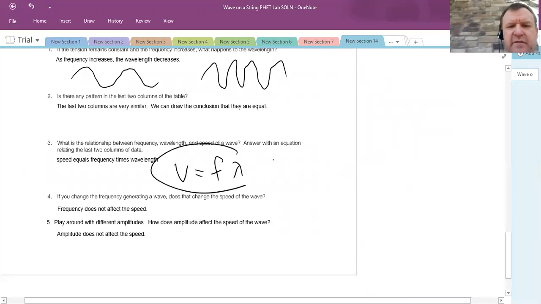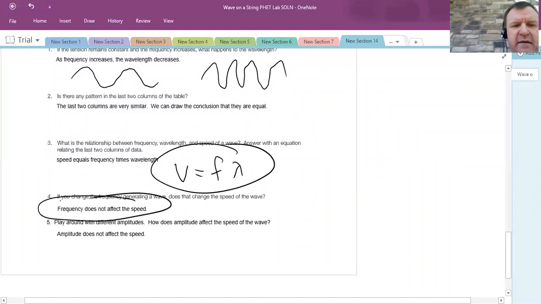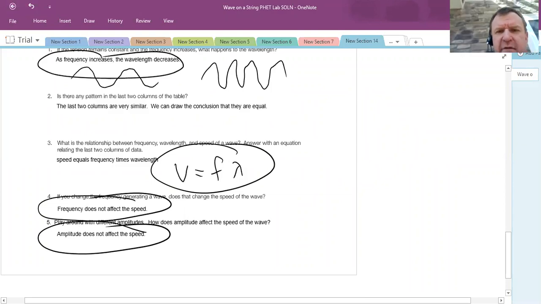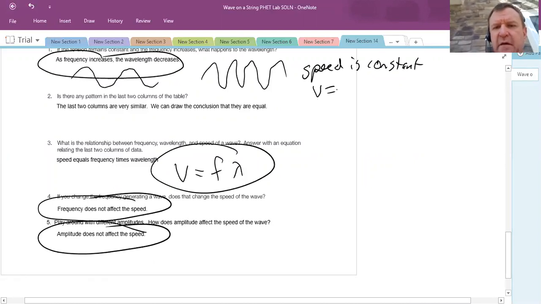So this is a big thing I wanted you to get out of it, and this and this. Those are the big conclusions here. I guess this as well. And this is because speed is constant. So we have V equals F lambda. If speed is constant, if frequency increases, wavelength will decrease, and vice versa.